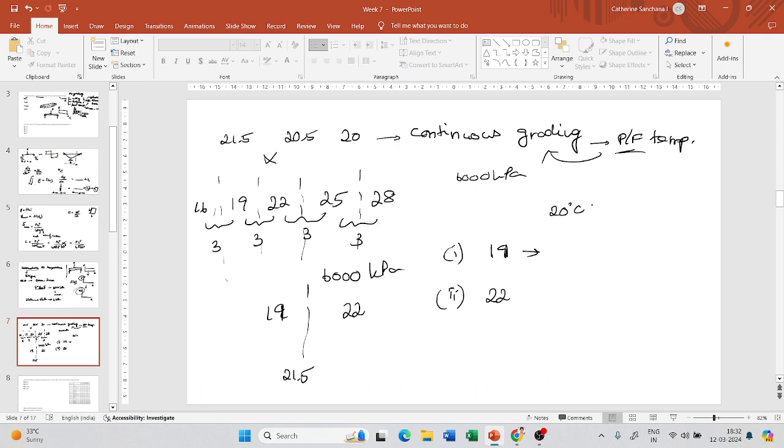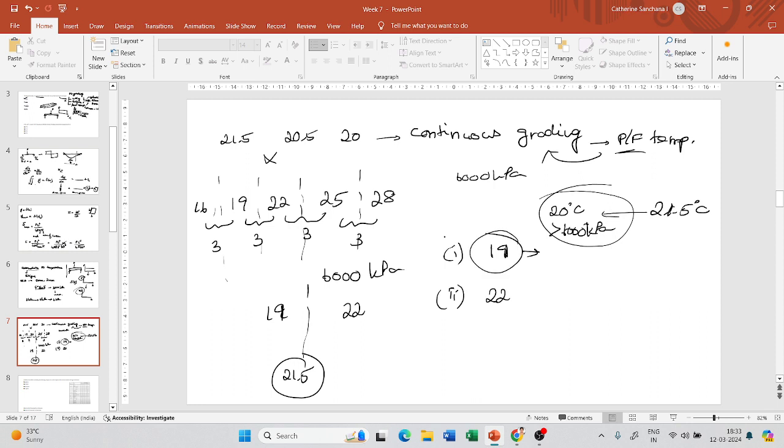Now what will happen? Your binder has a maximum value of 6000 kPa at 21.5 degrees Celsius. As the temperature decreases, the stiffness will increase, right? So at 20 degrees Celsius, its stiffness will be more than 6000 kPa, which means it will fail by fatigue cracking as per the PG criteria. So if you give 19, your bitumen is going to fail by fatigue cracking because your pass fail temperature is 21.5. So the grade of bitumen obviously cannot be 19. You always have to be on the safer side, right?